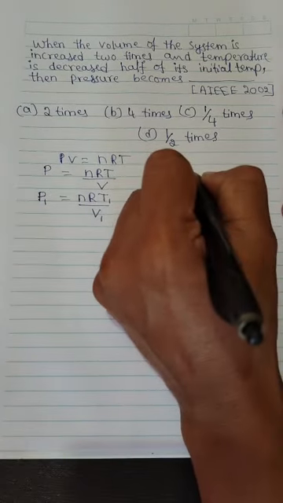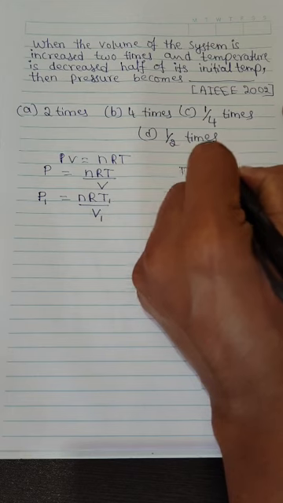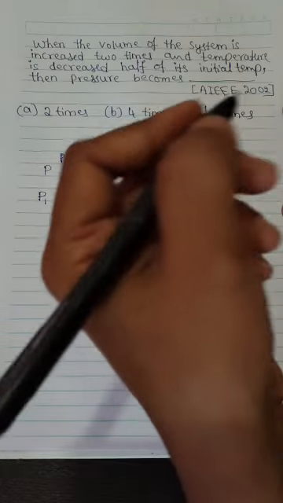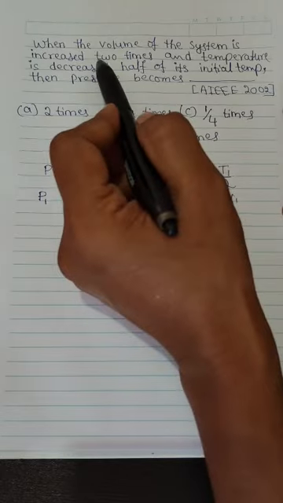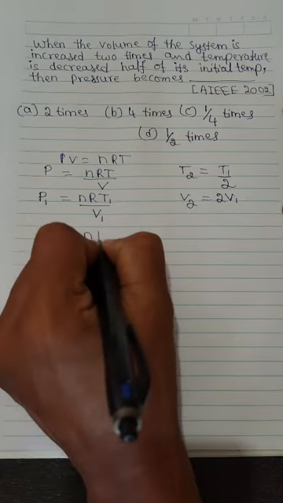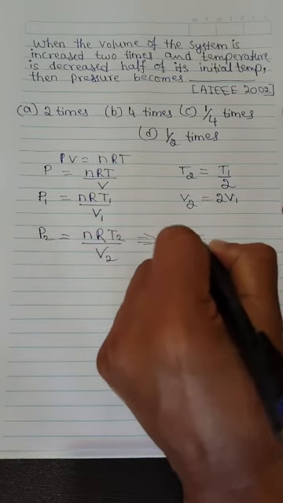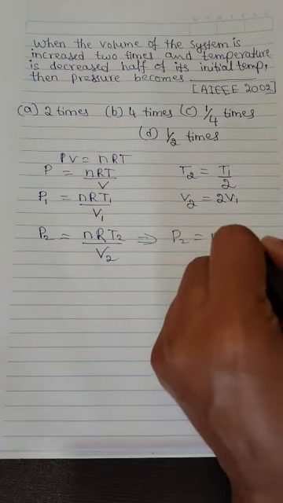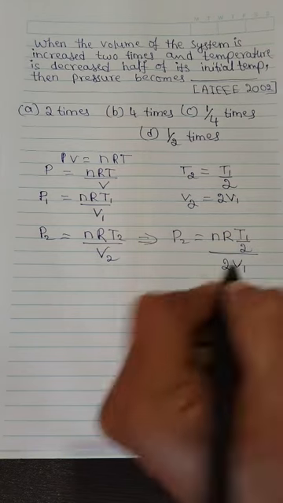So then what happens? The temperature, the next temperature is half of the initial temperature, or T2 is equal to T1 by 2. What happens to volume? Volume V2 is equal to 2V1 because it is increased 2 times. Okay. So now P2 is equal to nRT2 by V2. Now substitute: P2 is equal to nR, T2 is T1 by 2 and V2 is 2V1.